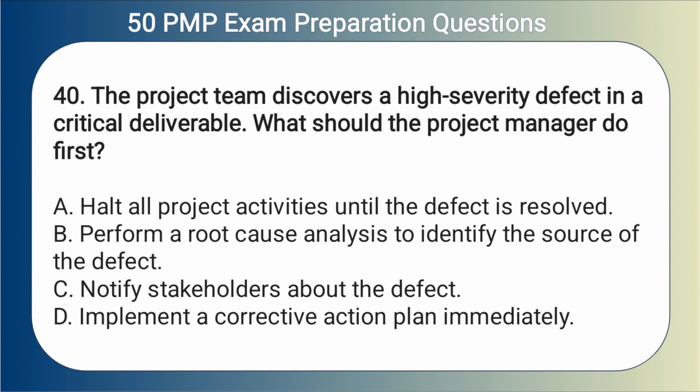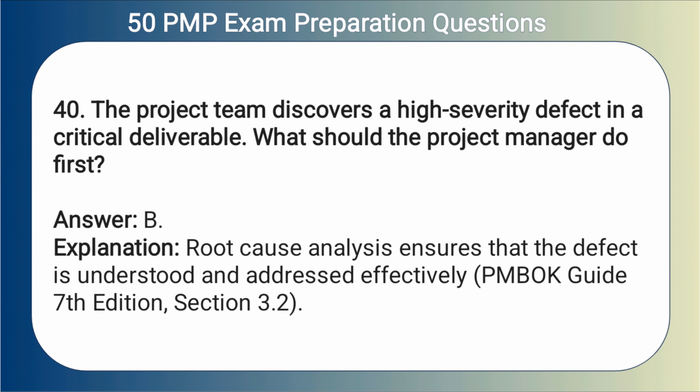40. The project team discovers a high-severity defect in a critical deliverable. What should the project manager do first? A. Halt all project activities until the defect is resolved. B. Perform a root cause analysis to identify the source of the defect. C. Notify stakeholders about the defect. D. Implement a corrective action plan immediately. Answer. B. Explanation. Root cause analysis ensures that the defect is understood and addressed effectively.